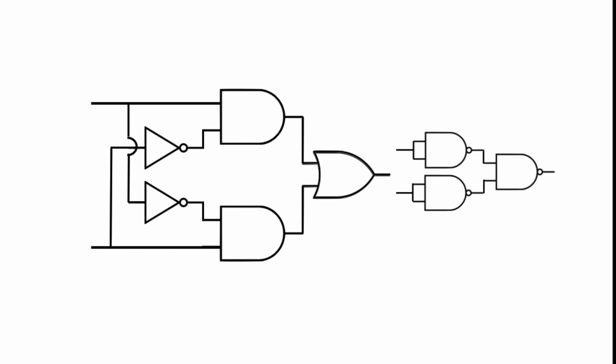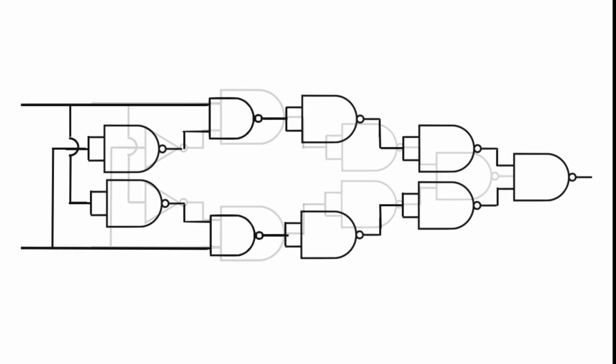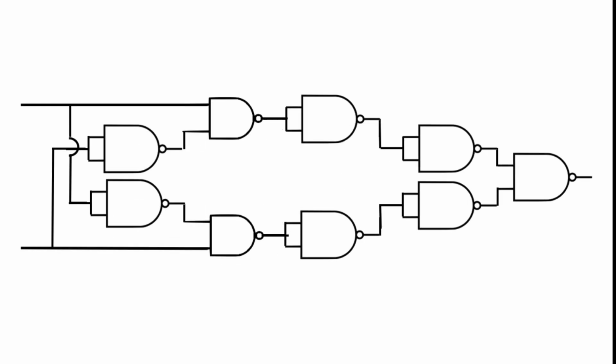Remember, an OR is a NAND with inverted inputs, so let's replace the OR gate. If we think about the implementation of this schematic, we realize it would require 9 NAND gates if we simply replace the Boolean gates with the definitions we previously constructed. Let's see if we can optimize this to reduce the number of NAND gates.